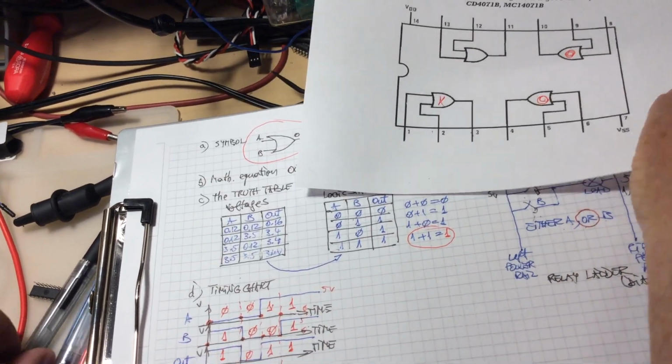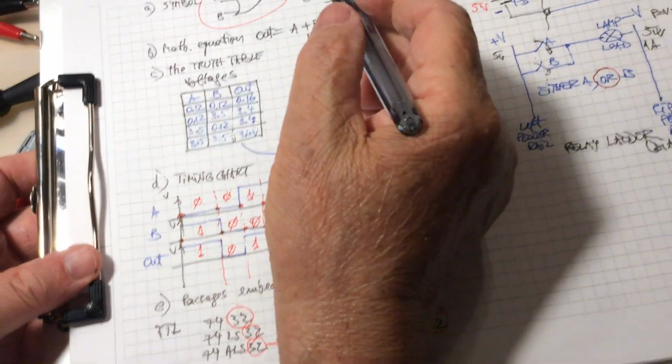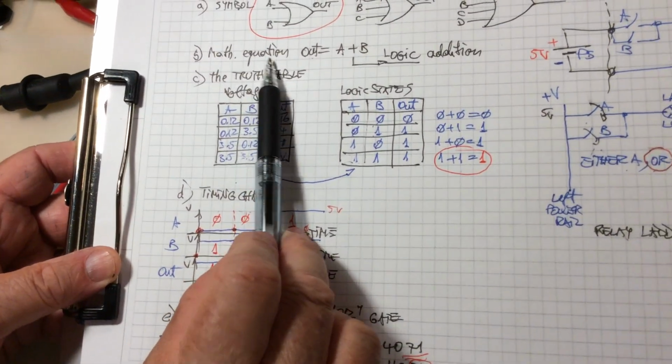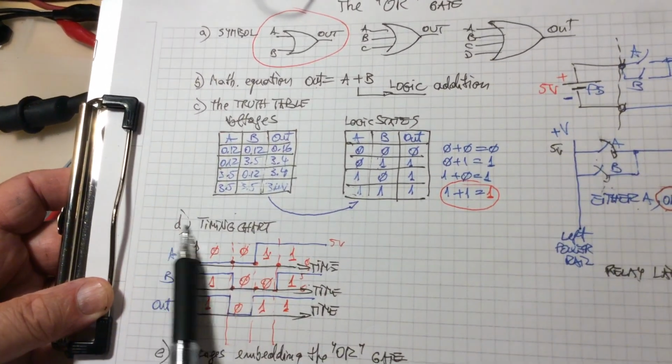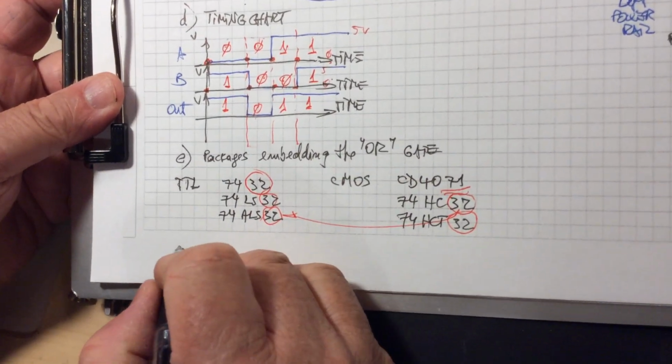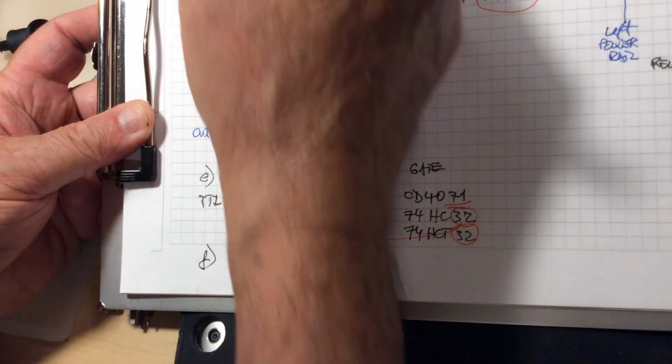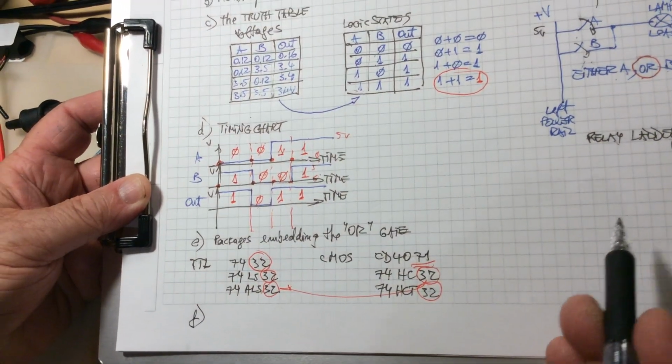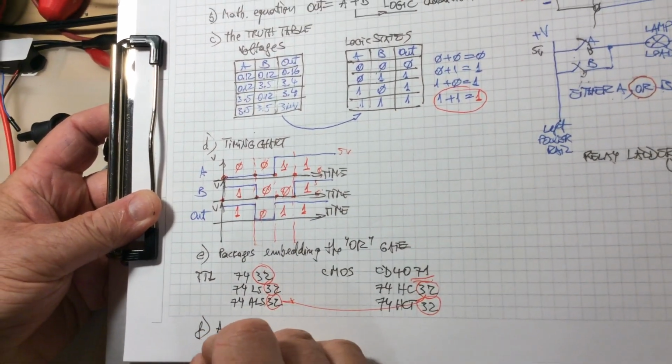So now, one thing remaining. We explained a lot of things about the OR gate, how it is working. A, the symbol. B, the mathematical equation. C, the truth table. D, the timing chart. E, packages embedding the OR gate. One point remaining, and we're going to respect that kind of pattern for all the functions we're going to study, for all the simple gates. Applications.